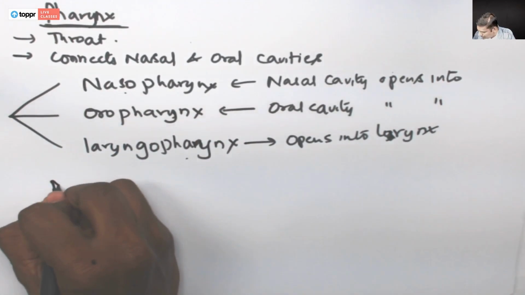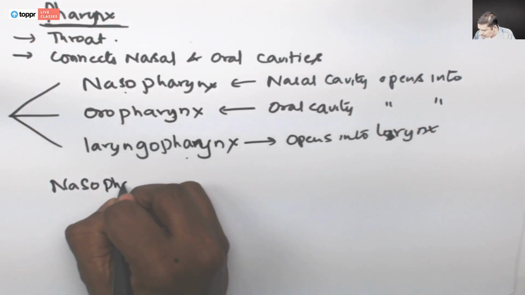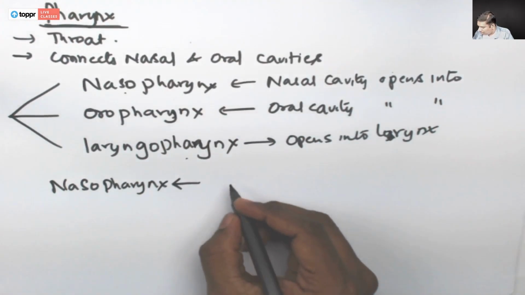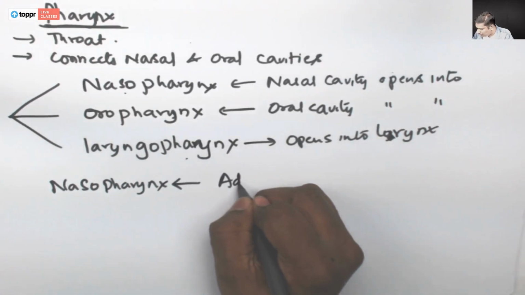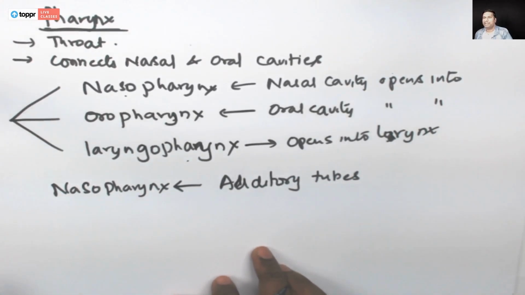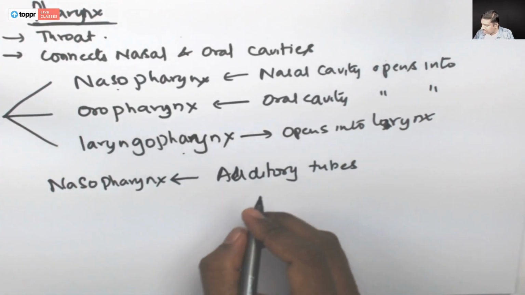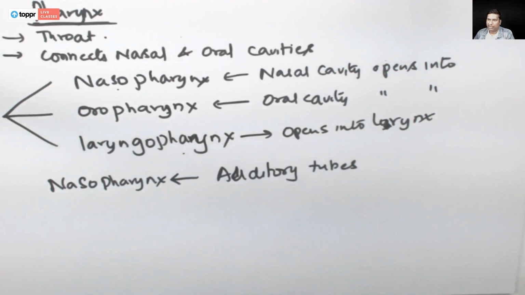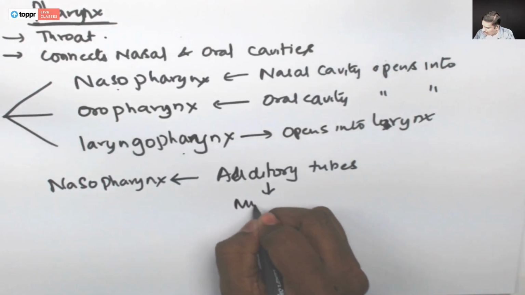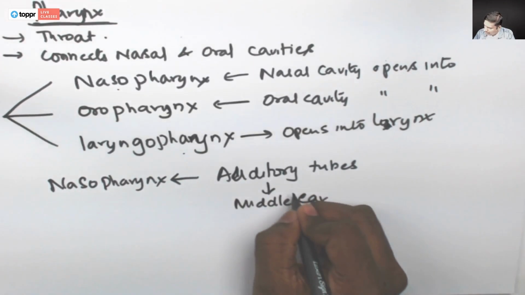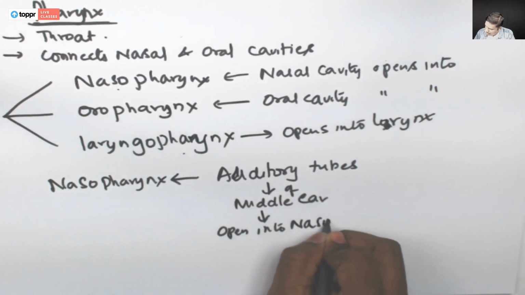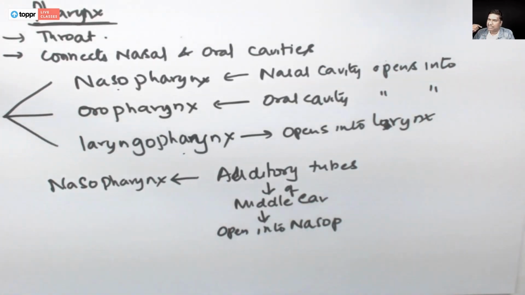Now if you look at the nasopharynx, one important aspect that you have to remember here is the auditory tubes. These are the tubes which start from the middle ear, the auditory tubes of the middle ear, and they open into the nasopharynx. So you have a connection between your ears as well as your pharynx.